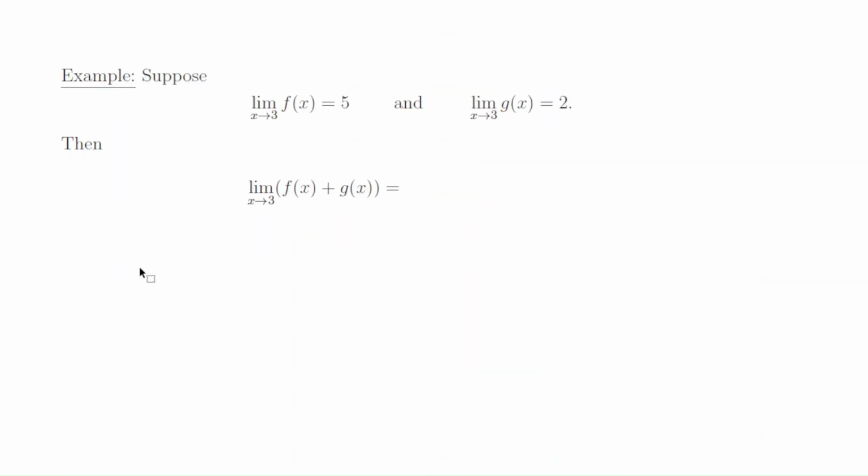Okay, so suppose we have a function f where we don't know anything about the function in terms of its formula, but we do know that the limit as x approaches 3 of f of x is 5, and the limit as x approaches 3 of g of x is 2. Well, what's the limit as x approaches 3 of f of x plus g of x? Well, it's going to be 5 plus 2. In fact, you could write it out a little bit more. Write it as the limit of the sum is the sum of the limits.